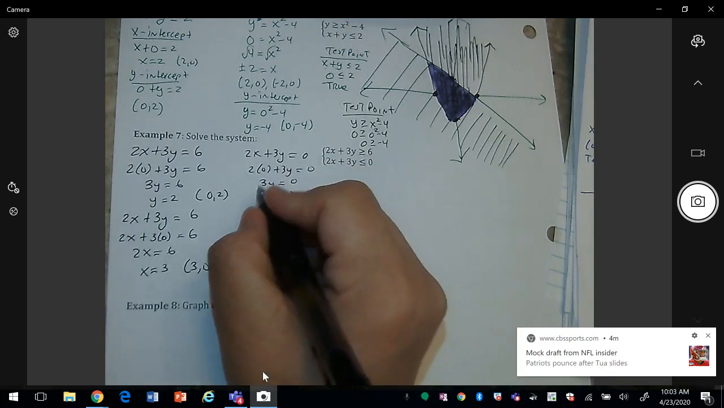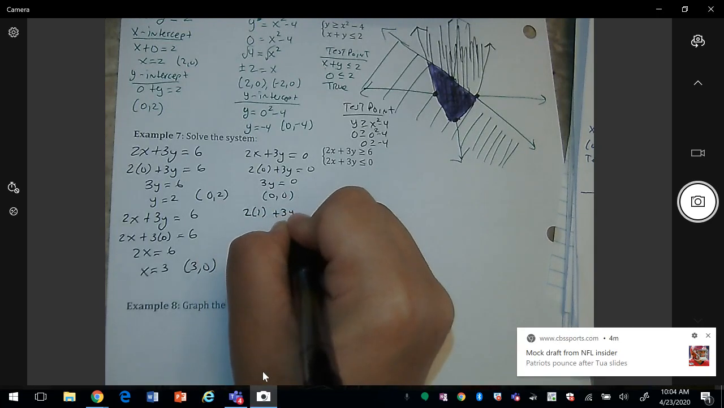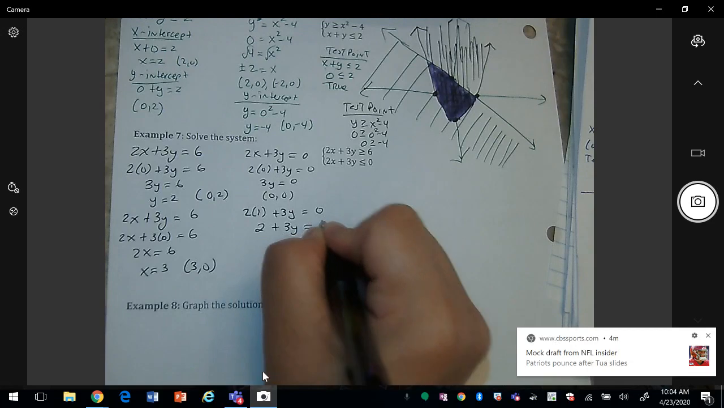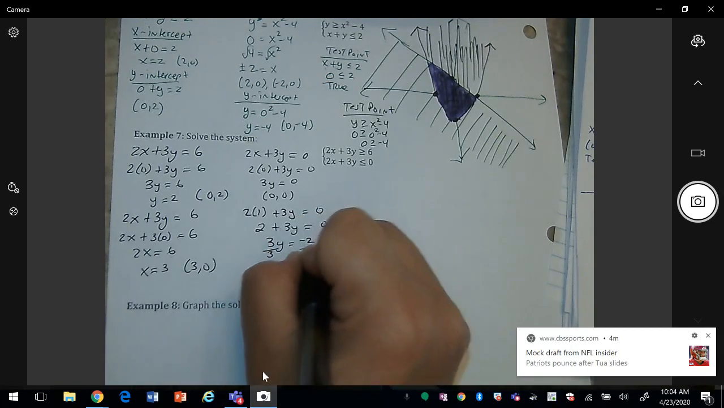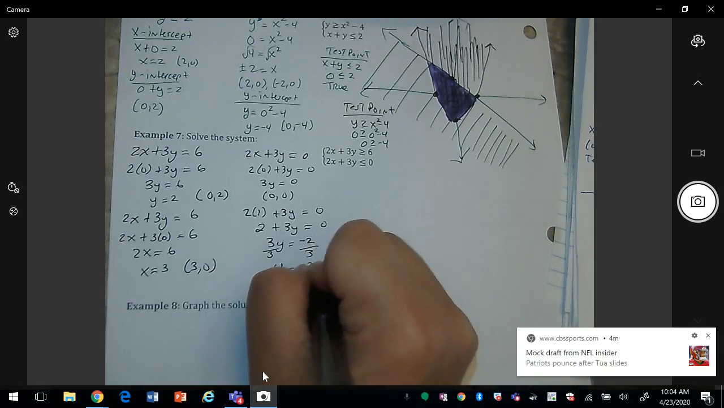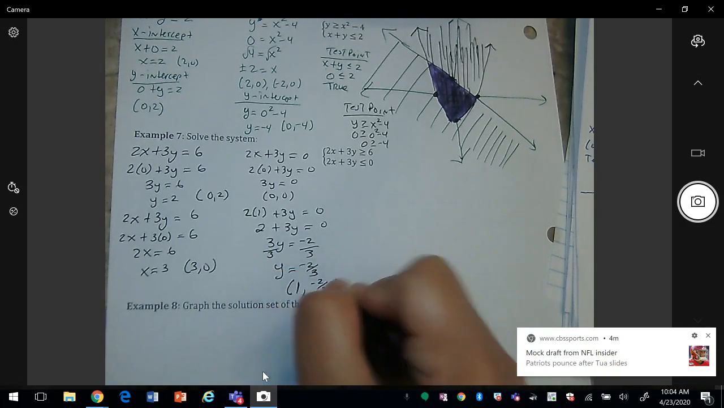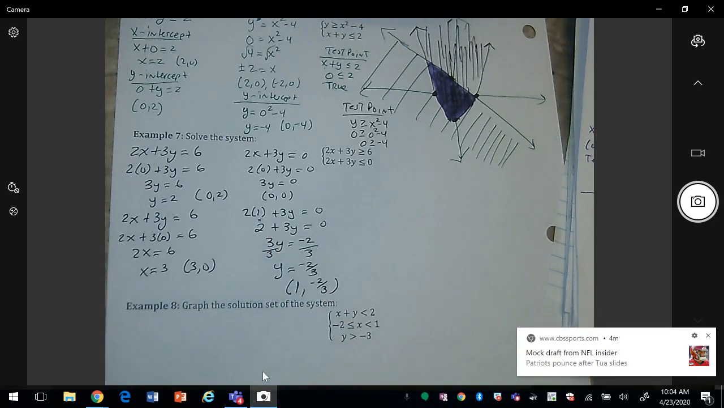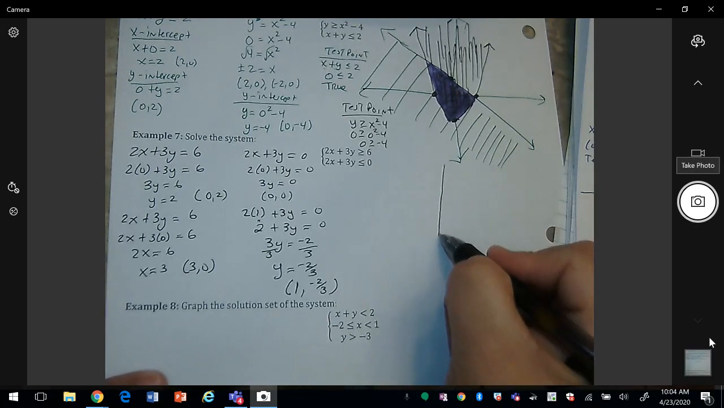So we can say let x equal 1. So here we get 2 plus 3y equals 0. Subtract the 2, divide by 3. So y is negative 2/3. So when x is 1, y is negative 2/3. You could have chosen any number for x. I just happened to choose number 1. So now we're ready to graph these lines.